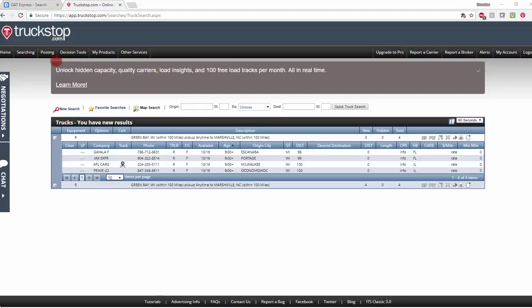There are a number of load boards out there. You can of course use whatever load board you think is best for you. I like DAT and Truck Stop. With that said, we're going to go into Truck Stop and explore how we use it. Across the top there's home, searching, posting, decision tools, my products, and other services. What we're going to be doing right now is posting loads, searching for trucks, and talking about establishing rate.